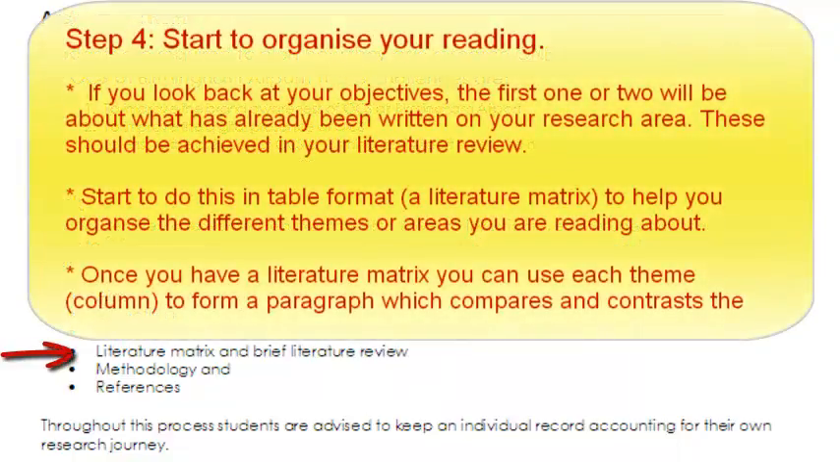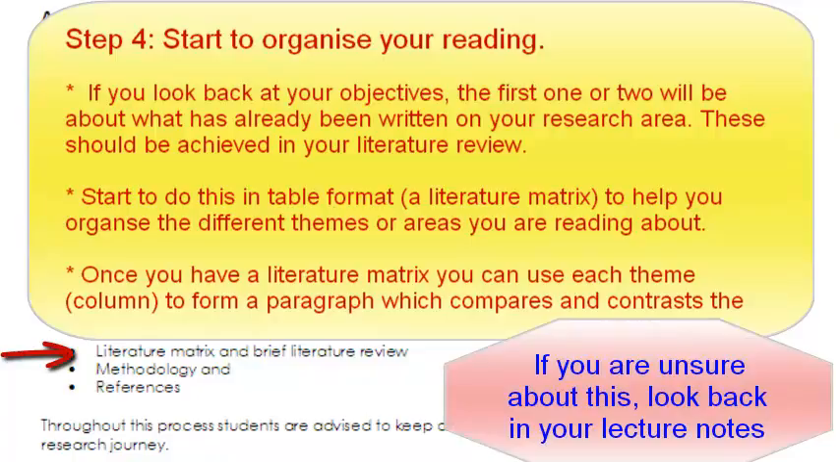When you were writing your objectives, the first 1 or 2 should have been to look at what has already been written on the research area that you are focusing on. The answer to this is called your literature review. In order to organise what you read into a helpful order, it is useful to create a literature matrix, and so we require one for this assignment.